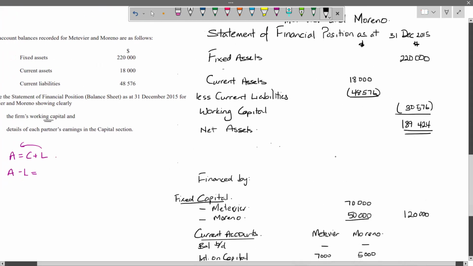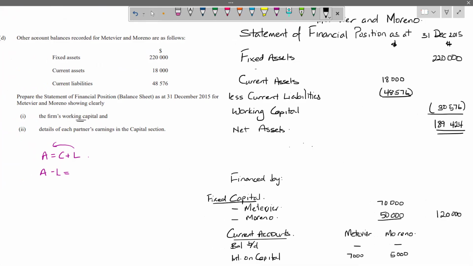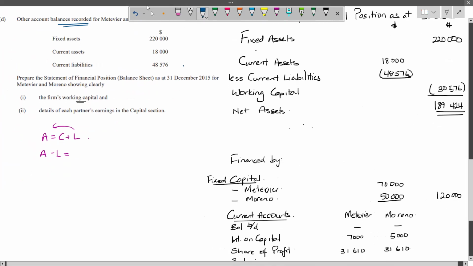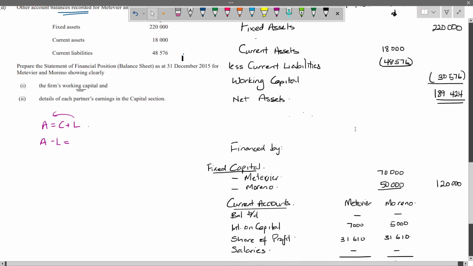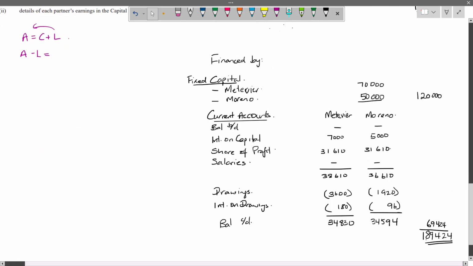I did not include the loan for this part because they specifically stated that they recorded these balances and they didn't include the loan at this point. I did not bother including the long-term liability of the loan. Right? And we balance with these figures as is.